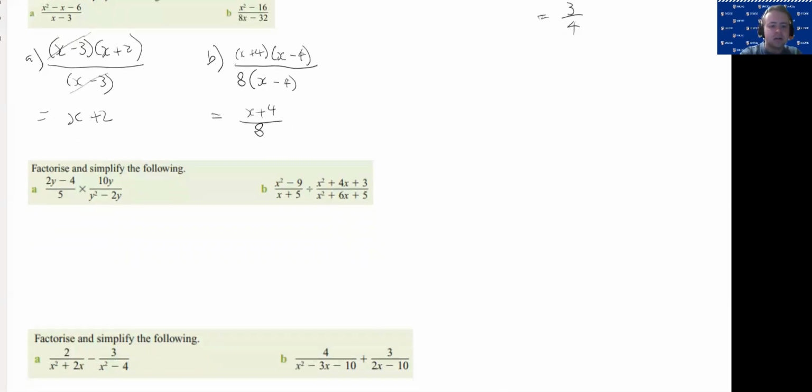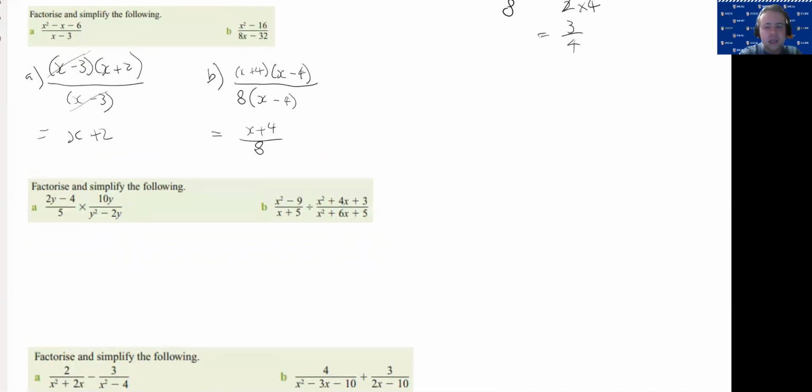Okay, let's look at this example here. So here we're multiplying 2 different fractions together. I'm going to factorize, and then I'm going to look for ways that I can simplify. So at the top, first one here, I can take out a 2, and I've got y - 2 over 5. And then I'm timesing by 10y, but I know that's going to be 5 times 2y. And then on the bottom here, I have a common factor of y. So I can take that out, and I'm going to be left with y minus 2.